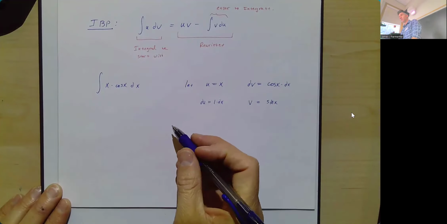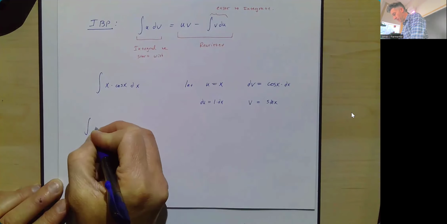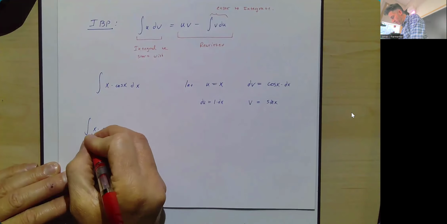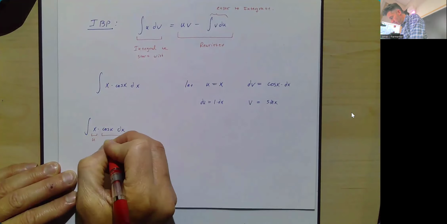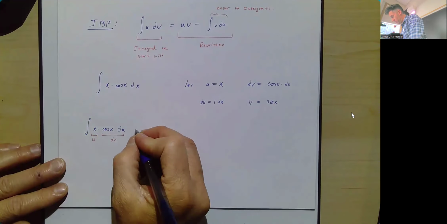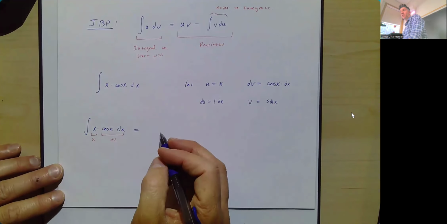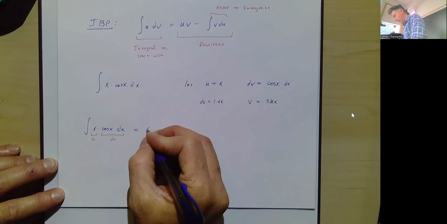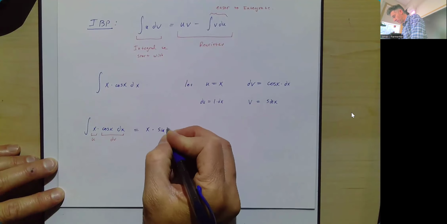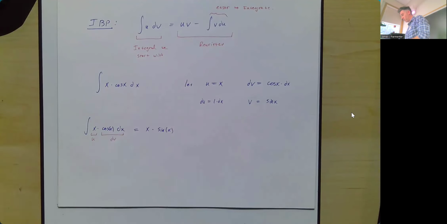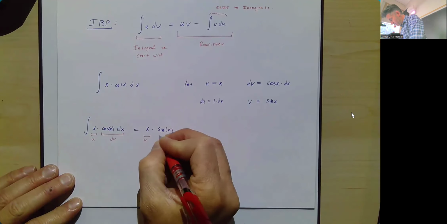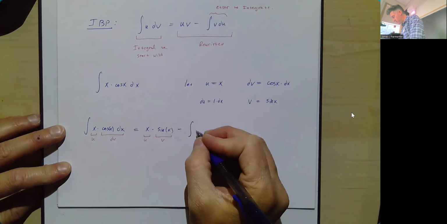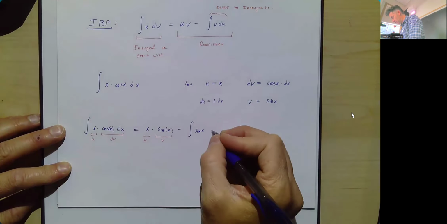So let's rewrite this. We're going to rewrite the integral of x times cosine of x dx, which again is the integral of u times dv, equal to, I'm not going to write u times v here. I'm actually going to plug in what u is and plug in what v is. So I'm going to write x times sine of x. And then sure, if you want, we can think of that, oh yeah, that's my u, my v, minus the integral of v times du, which is just dx.